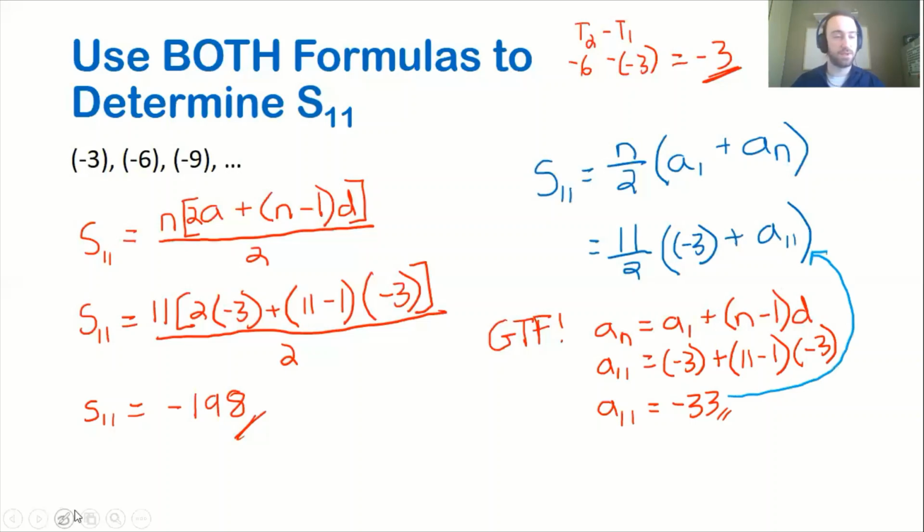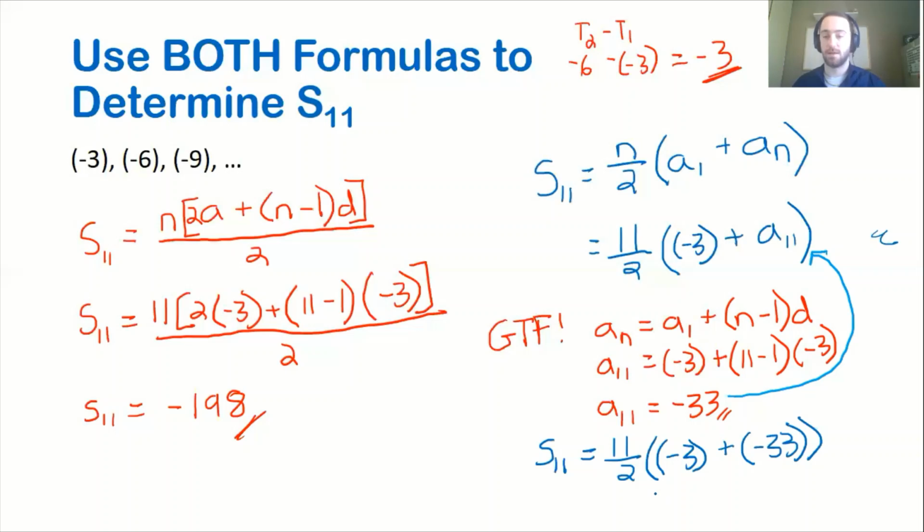I am using a different shade of blue. There we go. So we could sub that now back in to our series formula and solve for S sub 11. So we have 11 divided by 2 multiplied by -3 plus negative 33, giving us a sum up to our 11th term of negative 198.